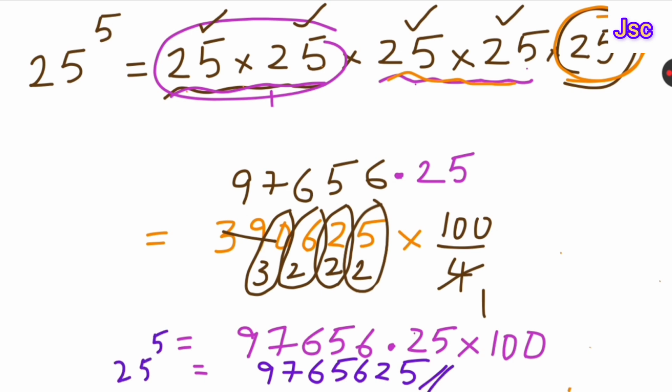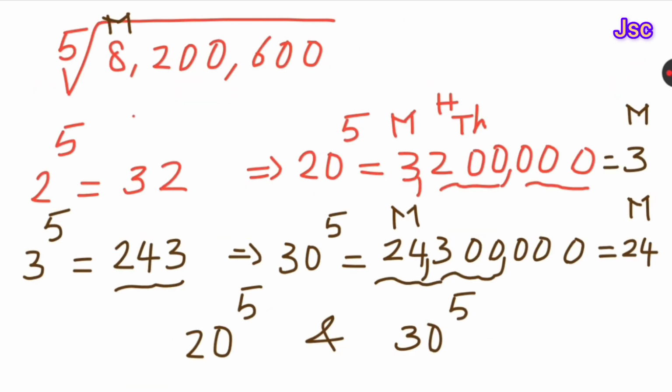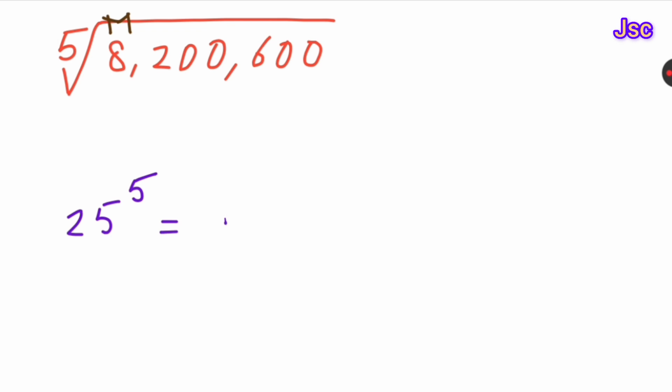That means we are getting 9,765,625. So 25 raised to power of 5, the value comes to 9 million. Since our number is between 20 raised to power of 5 and 30 raised to power of 5, we tried 25 raised to power of 5, isn't it? So we tried 25 raised to power of 5. The value is 9 million.